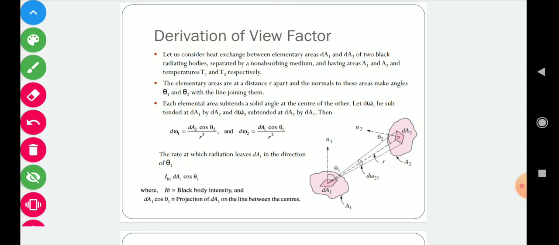The rate at which radiation leaves dA1 in the direction of theta 1 will be IB1 dA1 into cos theta 1. Here IB is the black body intensity, and dA1 cos theta 1 is the projection of dA1 on the line between the centers. So the rate at which radiation leaves dA1 in the direction of theta 1 will be equal to the black body intensity of radiation multiplied by the projection of dA1 on the line between the centers.